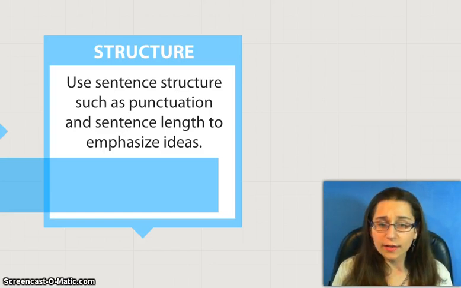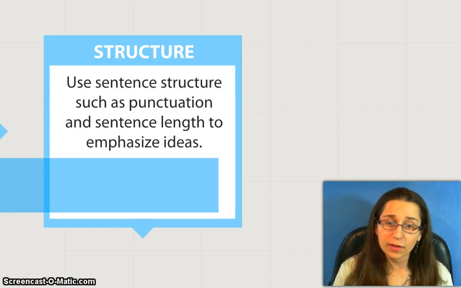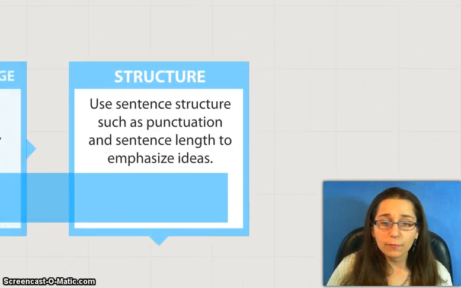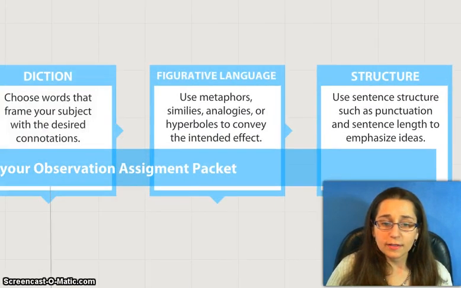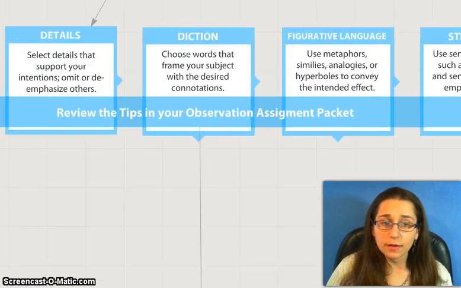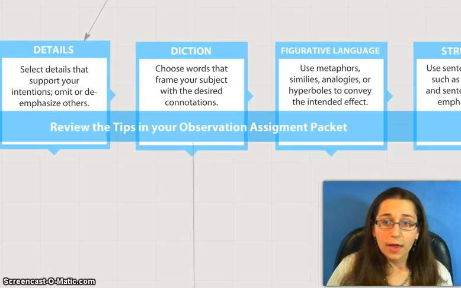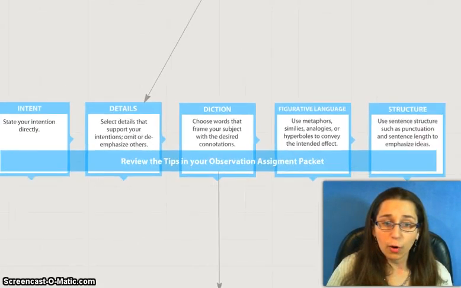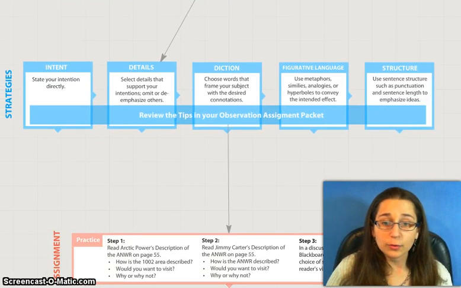Having a contrast of short and long sentences can really help to stress the importance of certain areas, and it can also tell us where our level of complexity and interest is supposed to be. For all of these, you can find additional information in your observation assignment packet, and we definitely encourage you to look through all of the examples in there, as well as some pros and cons to some of the different options. This is an area where editing will be extremely important for you.